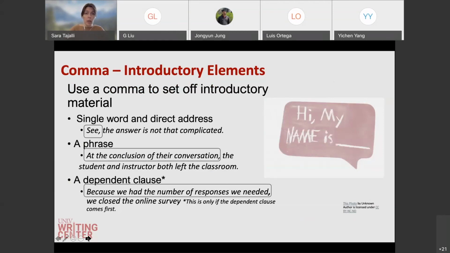So we use commas to set off introductory materials. It could be a single word like see or so or therefore, but it also could be a phrase or a dependent clause, which we've already covered.